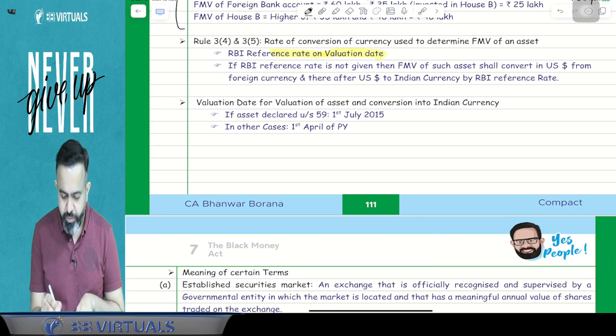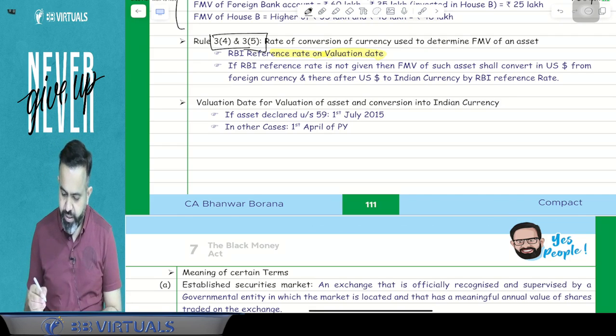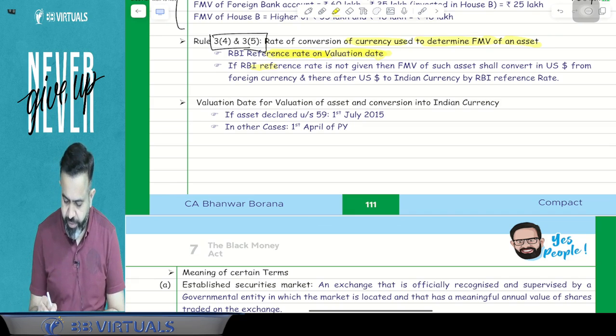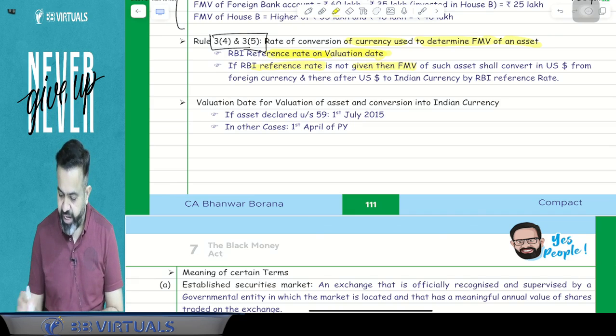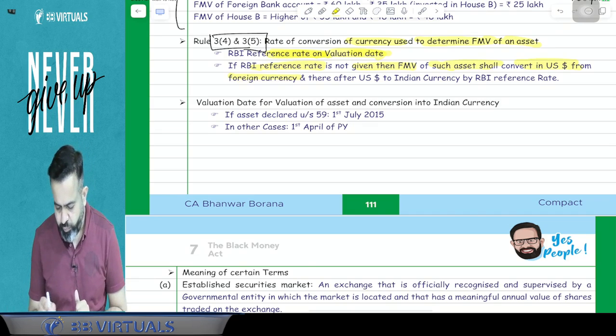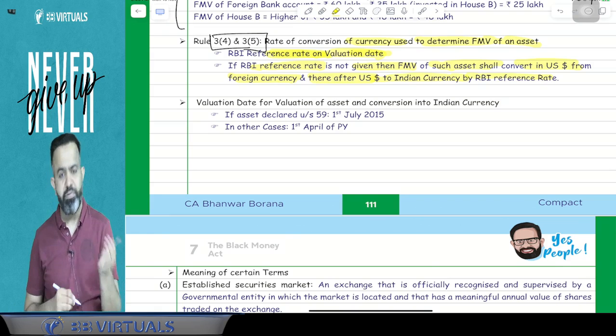So here, rule number 3, sub rule 4 and sub rule 5. What does this rule say? The rate of conversion of currency used to determine the FMV of the asset is the RBI reference rate on the valuation date. But if the RBI reference rate is not given, then the FMV of such asset shall be converted into US dollar from the foreign currency, and thereafter from US dollar to Indian currency by the RBI reference rate.